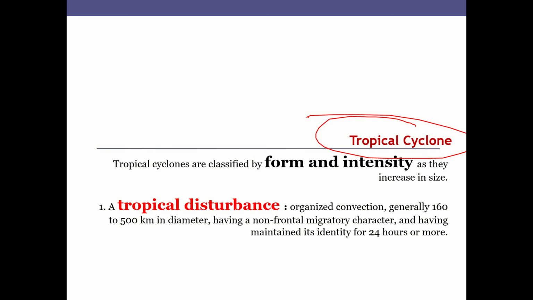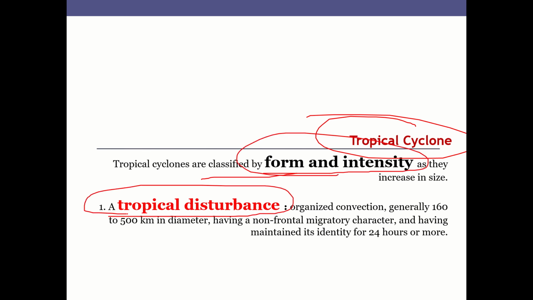Tropical cyclones are classified based on form and intensity. A tropical disturbance is the first thing that happens during cyclone formation.